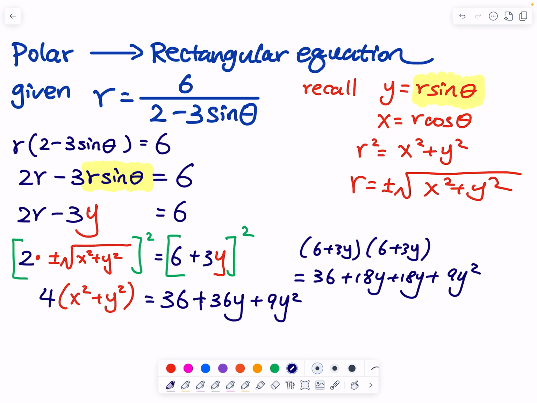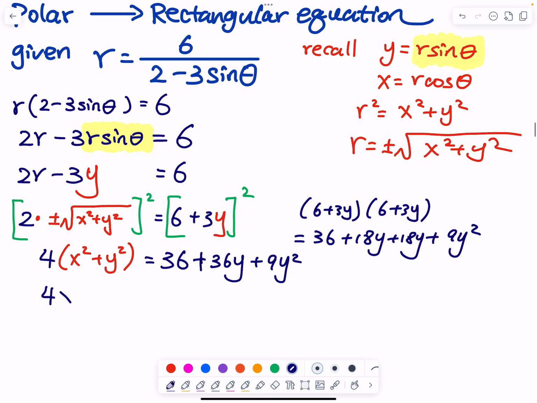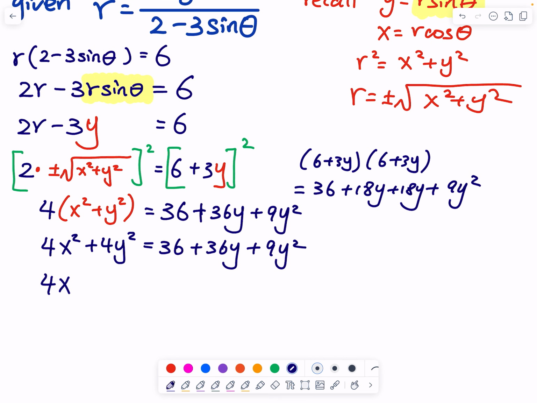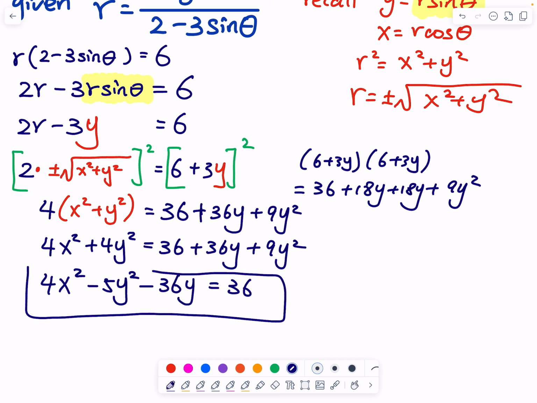Okay, it looks like we can do some simplification, right? We can do 4x squared plus 4y squared equals 36 plus 36y, and then plus 9y squared. The y squared can be reduced: 4 minus 9 is negative 5. How about we keep the y on the other side, and then the constant itself on this side. And then I will box this, and this is my rectangular equation.